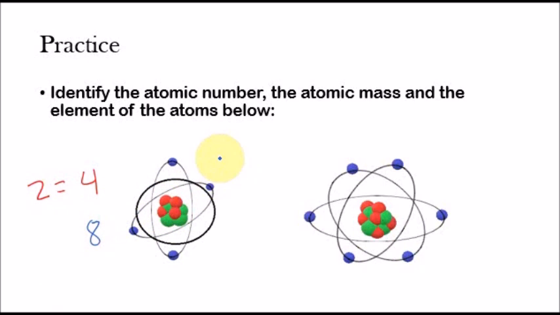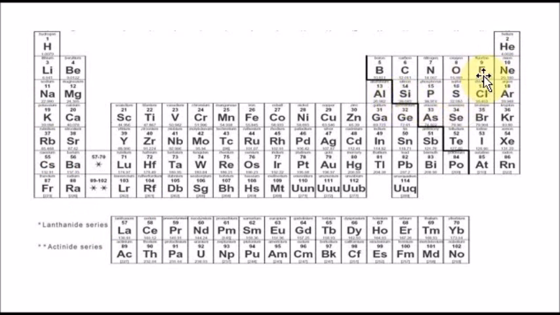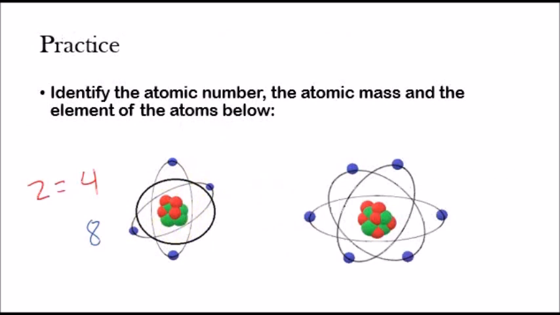Okay, and then we want to identify what the element is, so we're going to have to look at the periodic table here. If you look at the periodic table for 4, which is right here, it tells us that if an atom has 4 protons, essentially it has an atomic number of 4, that atom is going to be of the element beryllium. So this atom is beryllium.